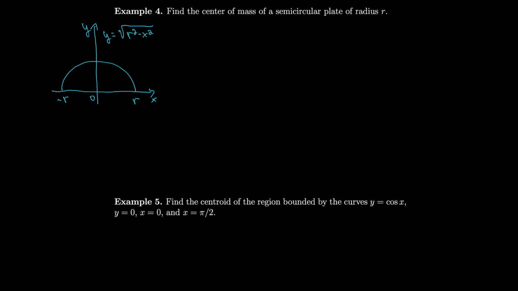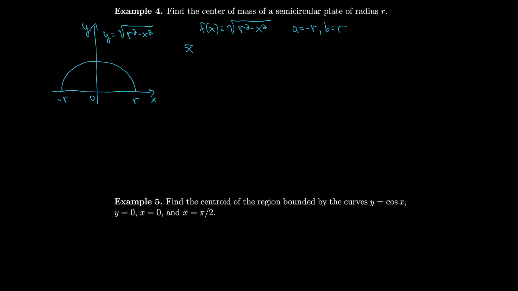And let's see if we can figure out where the center of mass is. Well, in this case, f of x is the square root of r squared minus x squared. And a is going to be minus r, and b will be r. That'll be what I integrate from. So by the symmetry principle, one of these guys is nice.